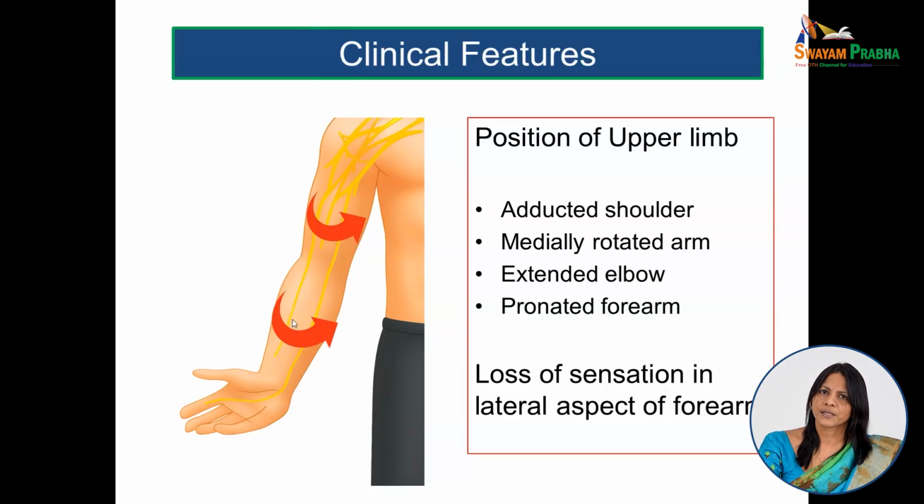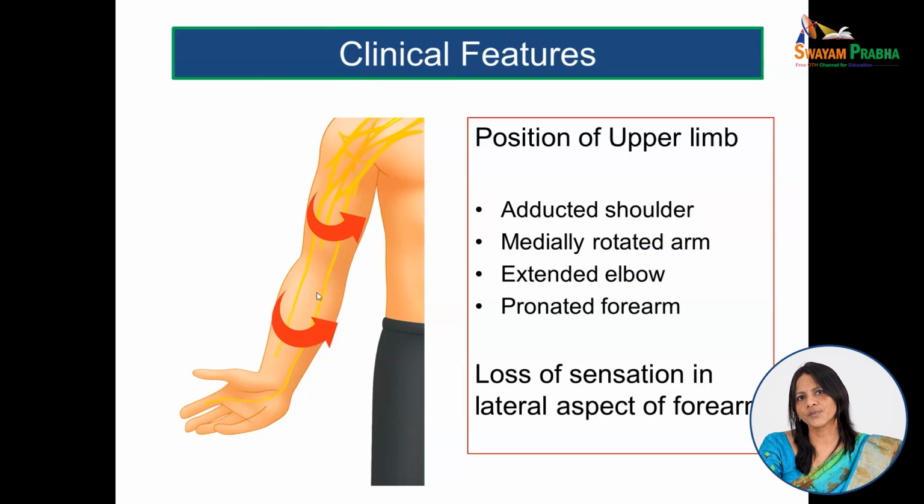And because the biceps brachii is affected, which is a powerful supinator, the forearm is in a pronated position. So this is the typical position of the upper limb. That is the result of Erb's palsy.